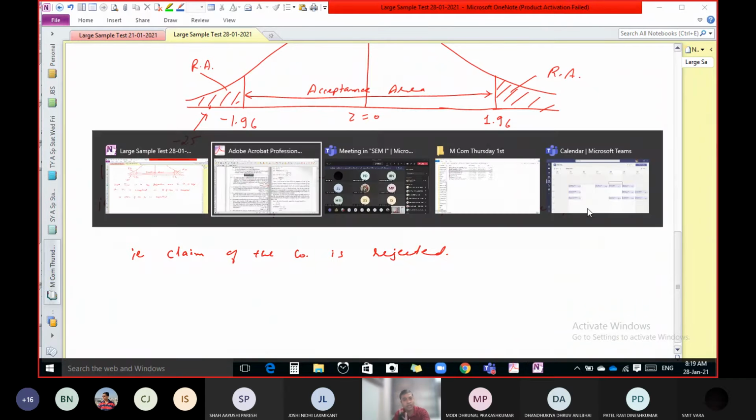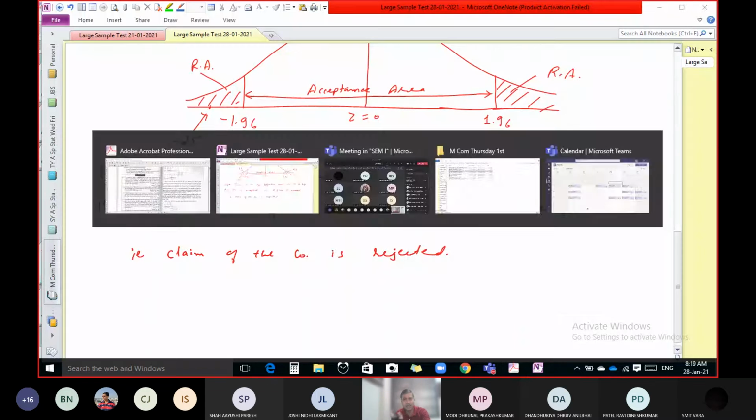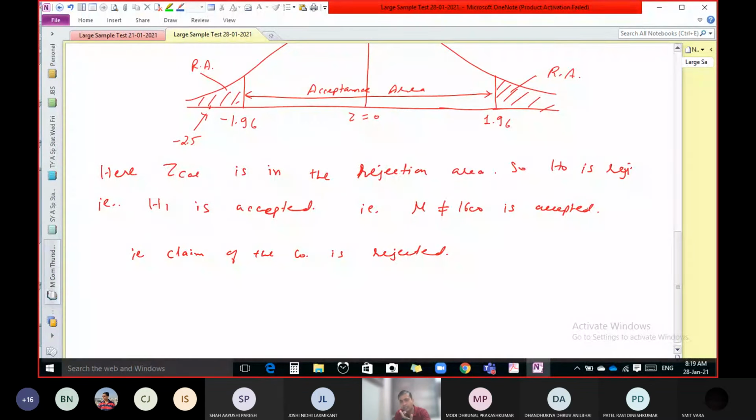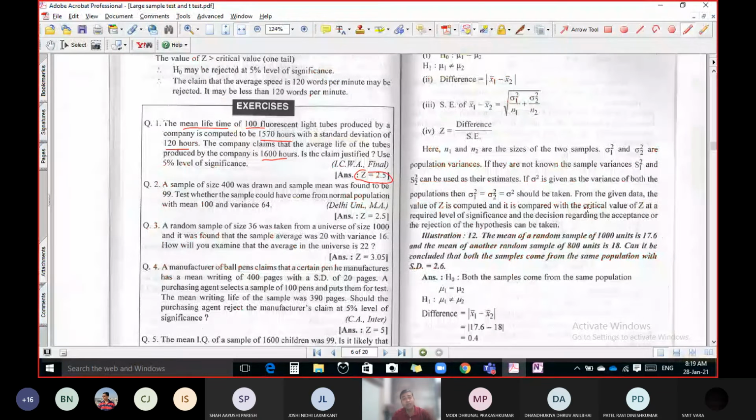What is the claim of the company? Average is 1600, and we found that this claim is rejected according to the sample information. Whatever the information in our sample, according to that, we can say that there is a significant difference in the sample mean and population mean. That is the way to conclude. Now see what is the difference here. The difference of these two values is 30.